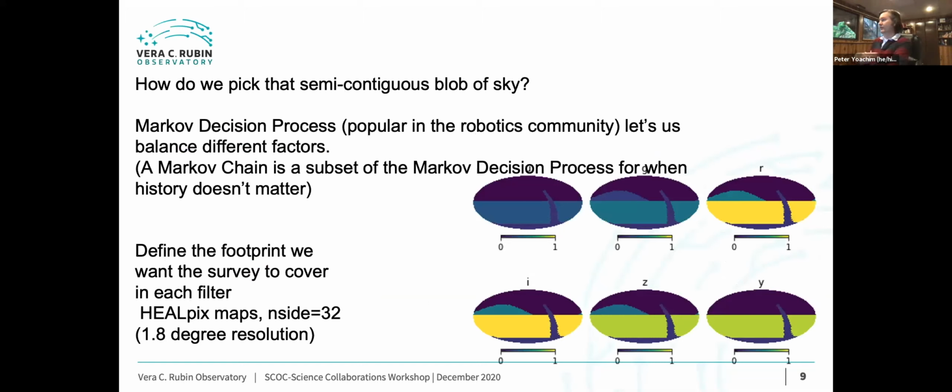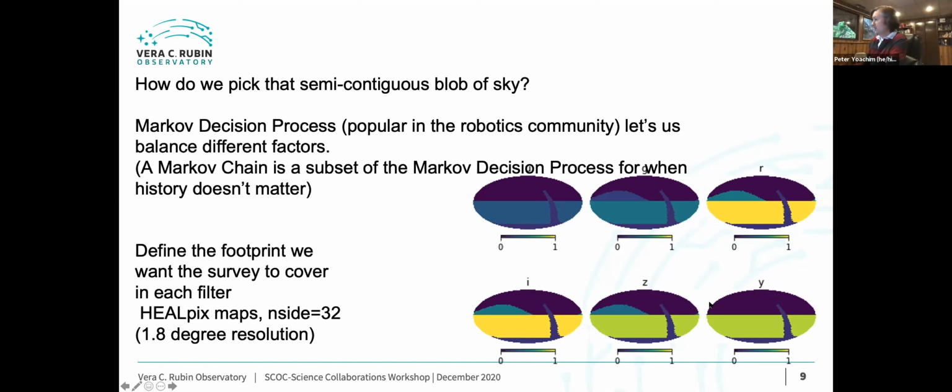All right, so the most important part, most of our observations are taken with this blob scheduler, and we're using the Markov decision process, which is popular in the robotics community. And it lets us really balance our different and often conflicting desires when we're observing. And when people hear Markov, they often think of Markov chains, and a Markov chain is actually a subset of the Markov decision process for when history doesn't matter. So a Markov chain is stateless. The Markov decision process retains the history of the system. So we're using all our previous observational knowledge when we make a decision with this.